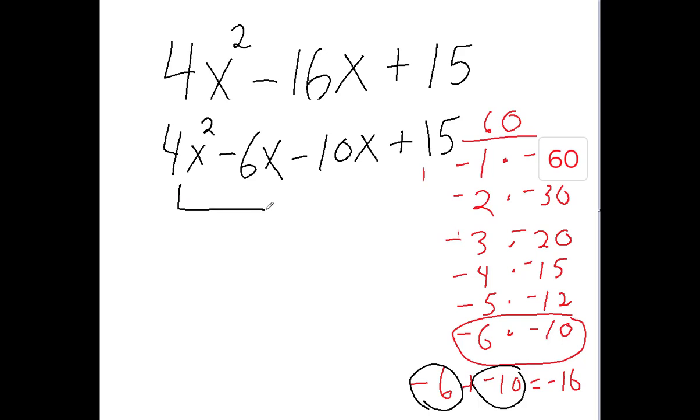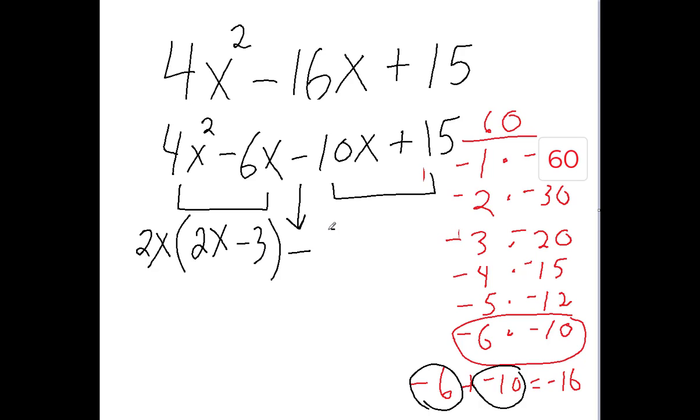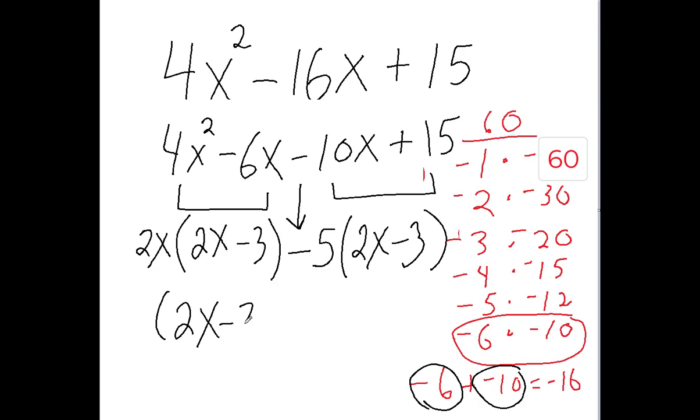So now I'm going to group the first two, group the last two, bring down my middle sign. I take the GCF, 2x, out of the first pair, 2x minus 3, and I take a common factor 5 out of 10 and 15, and that gives me 2x minus 3. So my common binomial, 2x minus 3, and what's left over, 2x minus 5.